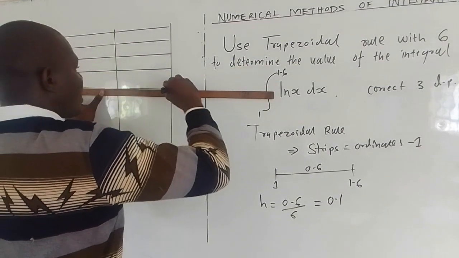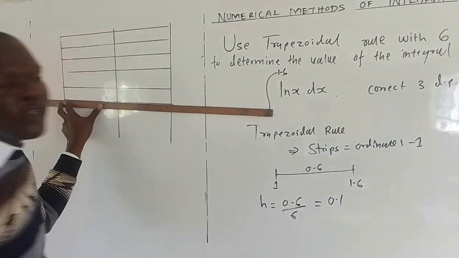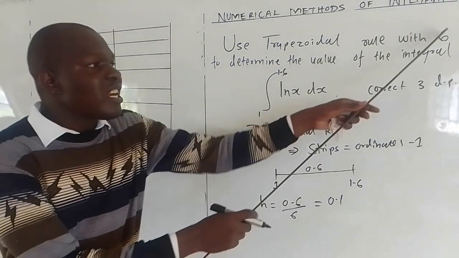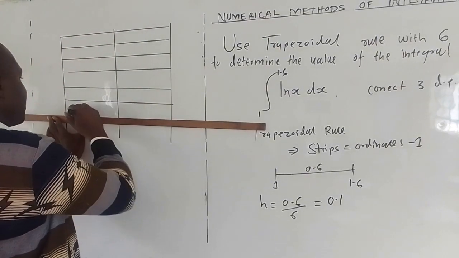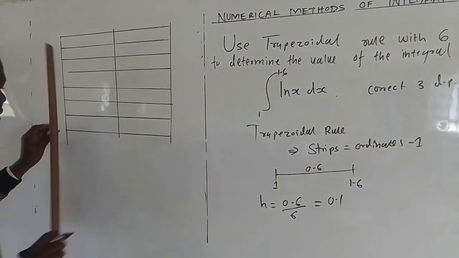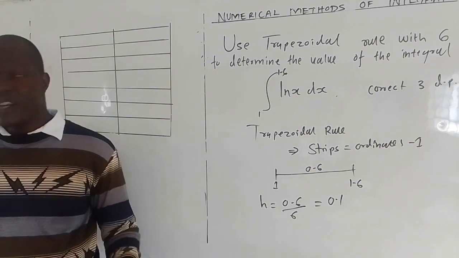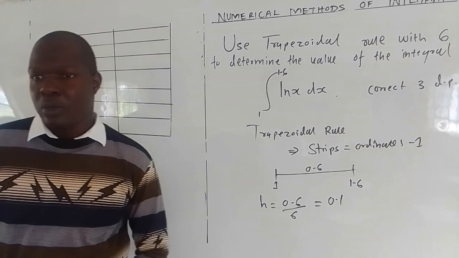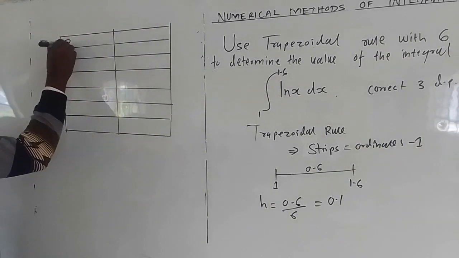If I talk of 6 intervals in the trapezoidal rule, I'm talking about 7 ordinates. In the trapezoidal rule, 6 intervals, 7 ordinates. So 7 parts: 1, 2, 3, 4, 5, 6. Are we together there? The number of strips in the trapezoidal rule is the number of ordinates minus 1. So 6 intervals, each interval is for each strip. That means 7 ordinates. So the first ordinate is x0.